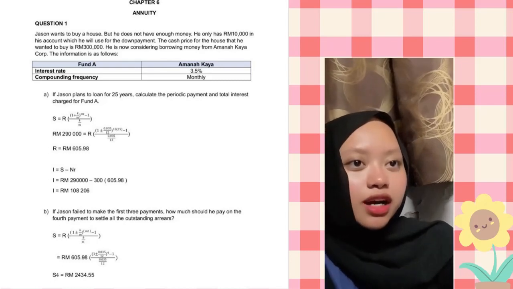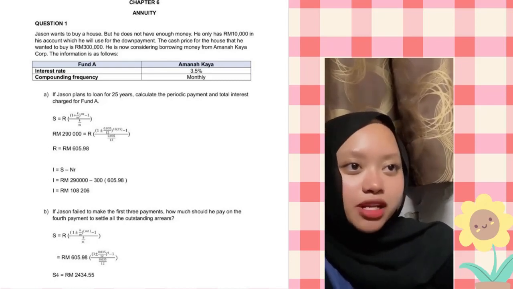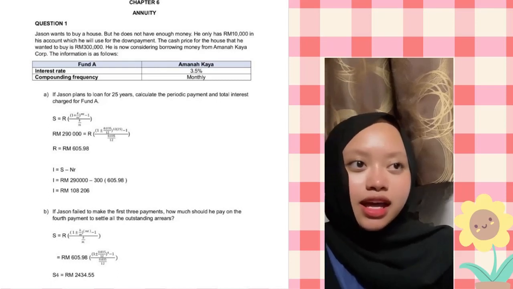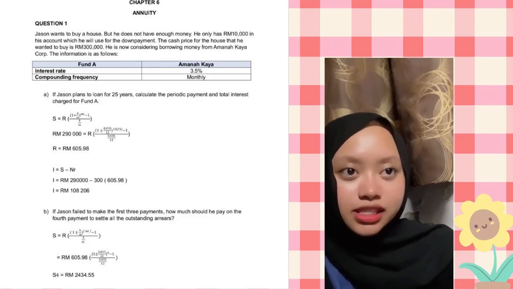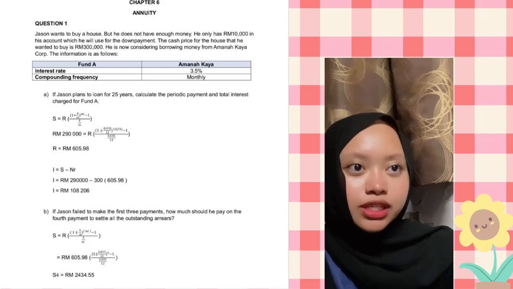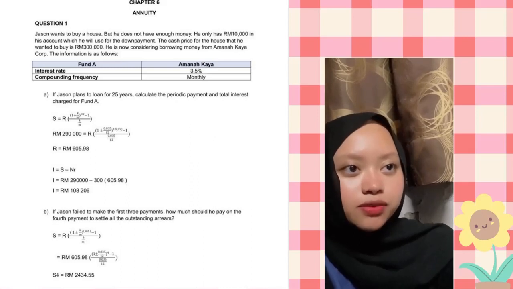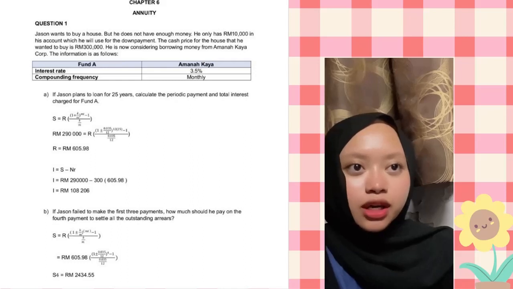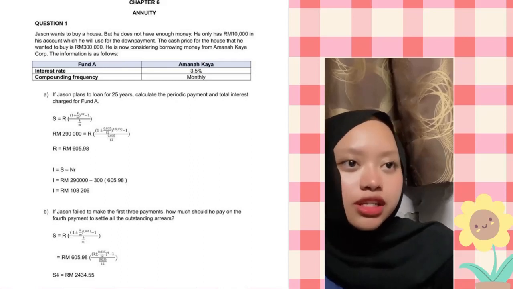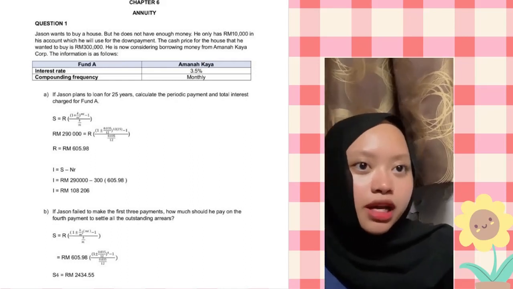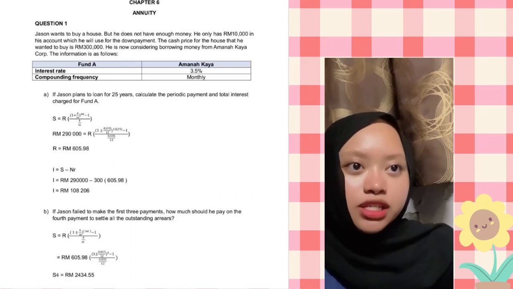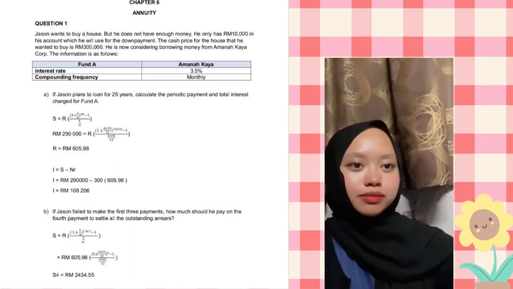Jason wants to buy a house, but he does not have enough money. He only has 10,000 in his account, which he will use for the down payment. The cash price for the house that he wanted to buy is 300,000 ringgit. He is now considering borrowing money from Amanah Kaya Crop. The information is as follows.